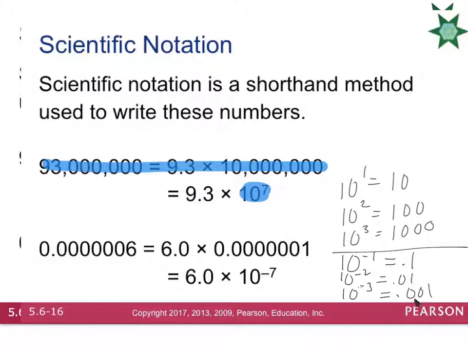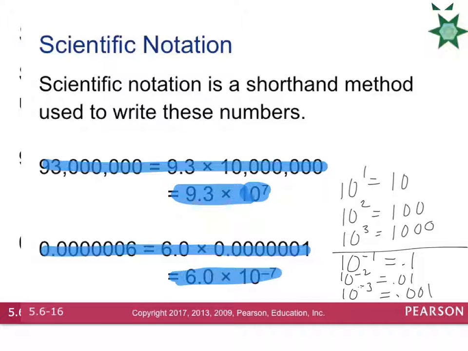And here, 10 to the minus 3, it goes to the 3rd place after the decimal. Okay. So we can write this second one, this small number, 0.0000006, sorry, let me change that to blue, as 6 times 0.0000001. Okay, and then, well, this number here is 10 to the minus 7th. You can see that 1 is the 7th place. 1, 2, 3, 4, 5, 6, 7. Okay, so 6 times 10 to the minus 7. Okay, so that's how we write that in scientific notation. And the big number, 9.3 times 10 to the 7th for 93 million.